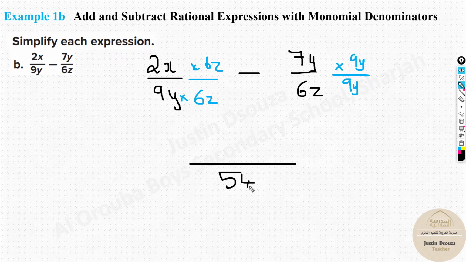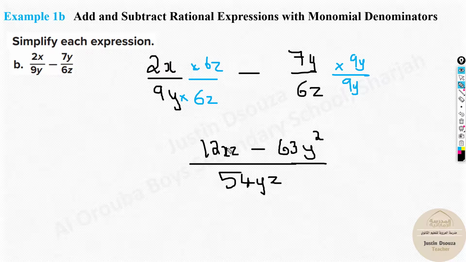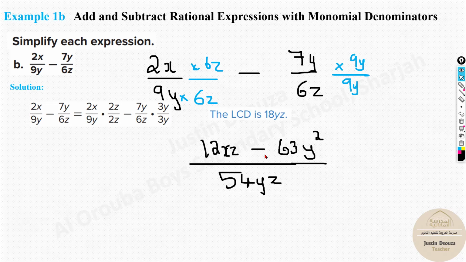54yz. So always, if you multiply the denominator of the opposite term to the other terms, you will finally land up with the same denominator. So I wrote it together at once. Now let me solve this. 2 times 6 is 12xz, minus 7 times 9 is 63y squared. Now there are no common terms to remove over here. I believe that's the answer.